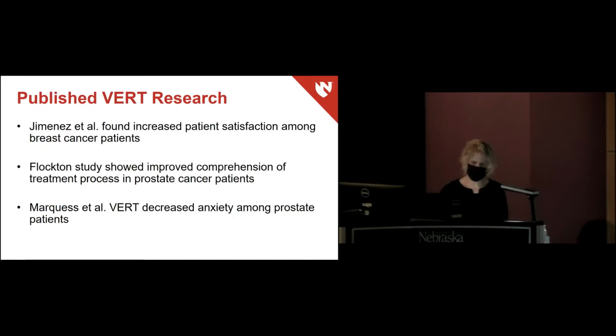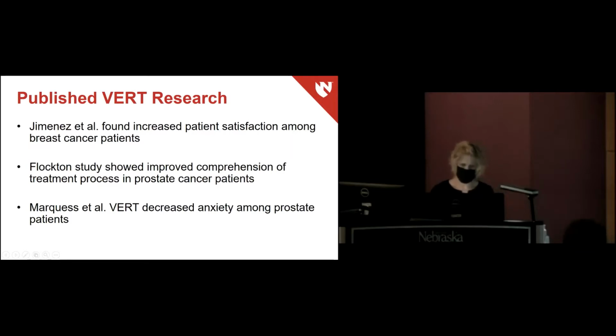Previous research with VERT has been published. A lot of this research that's out there has been done in the last 5 years. A lot of it has been with patient satisfaction, which is what we're all going for, and perceived knowledge about their anatomy, and also about the reason for having a full bladder and an empty rectum for prostate patients. Prostate and breast have been the most studied utilizing VERT. There are some studies out there too that were just in general cancer patient satisfaction. I think that there's value for anybody to have this.